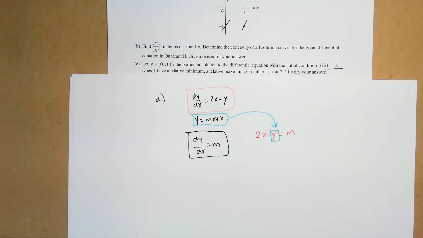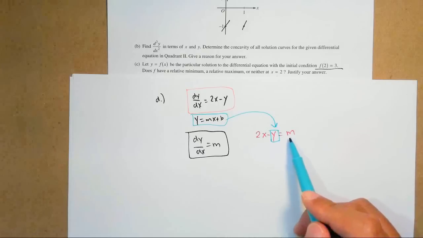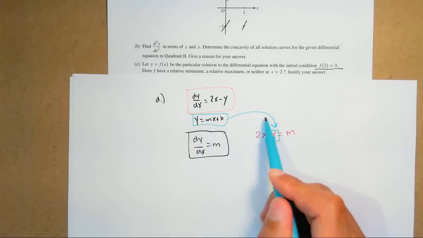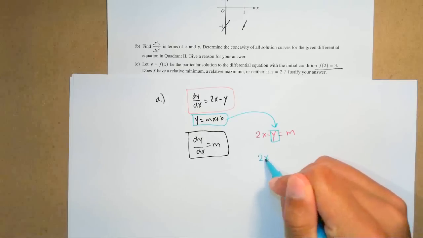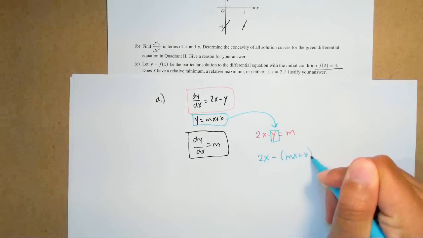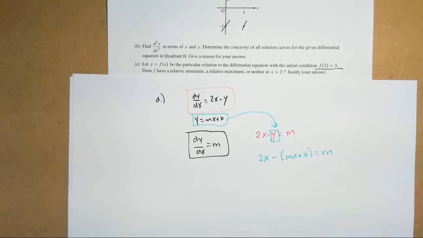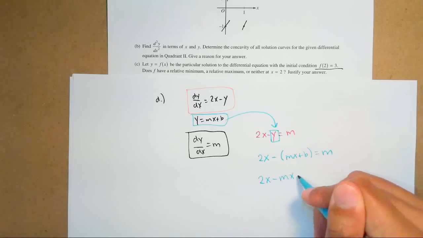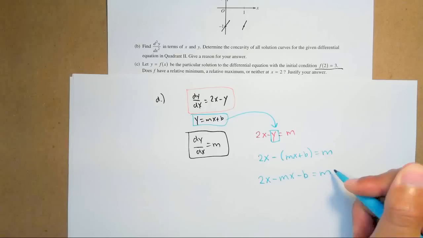I'm going to set two differential equations equal to each other. I got to this point, which is in red, but then I figured, how am I going to get rid of this y because there's so many random variables? Well, I do know that y is equal to mx plus b, so plug it back in. So this is going to lead me to here. 2x minus (mx plus b) is equal to m. Okay? And then I'm going to do a little bit of distributing, and I'm going to get 2x minus mx minus b is equal to m.